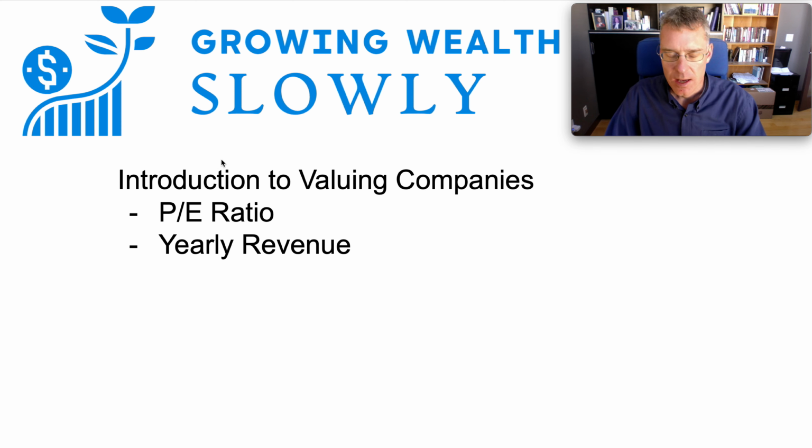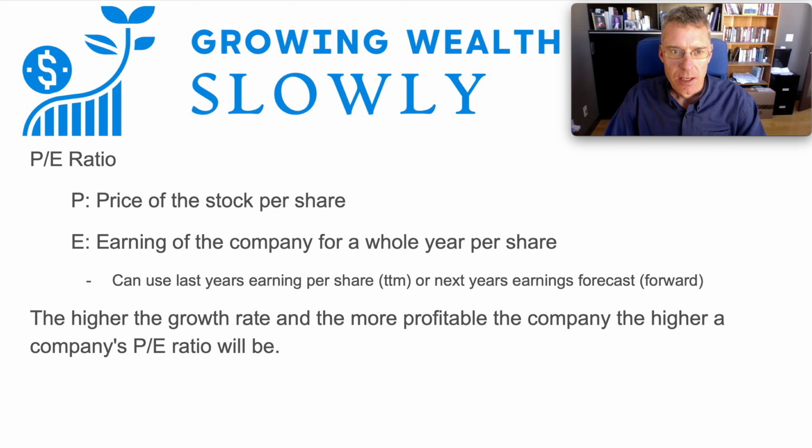So what is the price to earnings ratio? It is the price of the stock per share divided by the earnings per share. Now you can also do this by using the market cap, so the total value of the company, and you could use the revenue for the whole year. Both of those would work.